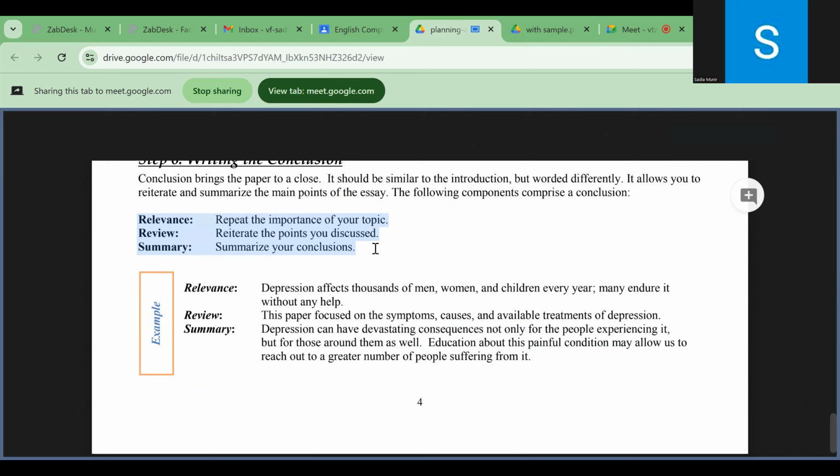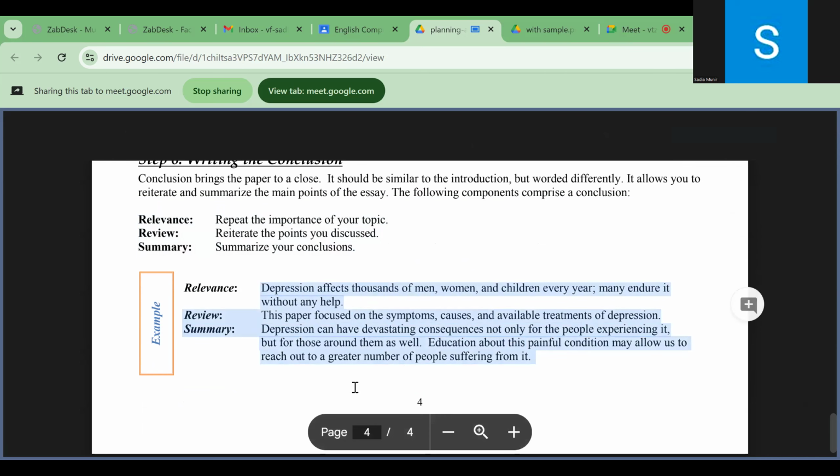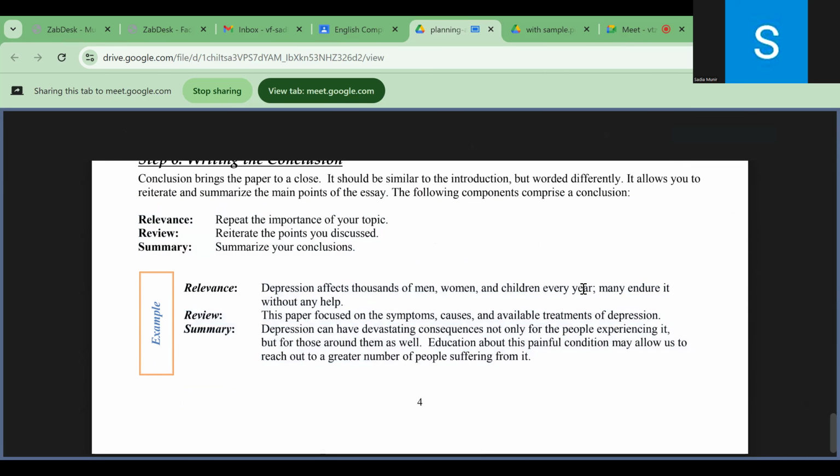Now they have given a basic sample of the conclusion. Depression affects thousands of men, women and children everywhere. Many endure it without help.